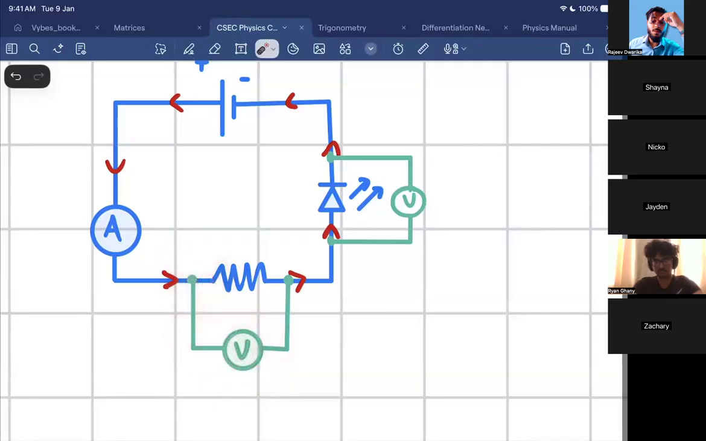So I'll run through it again. A voltmeter is connected in what? How is a voltmeter connected in? Parallel. And we want it to have a high resistance or a low resistance? High resistance.